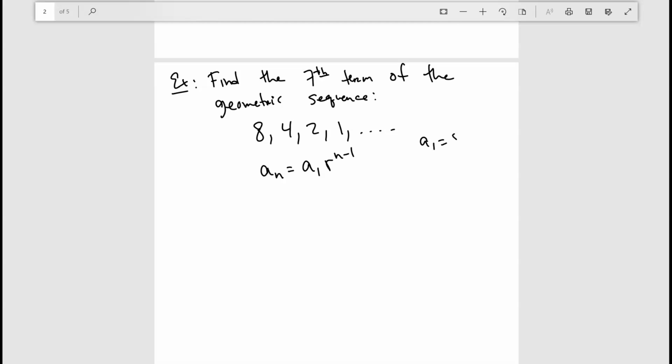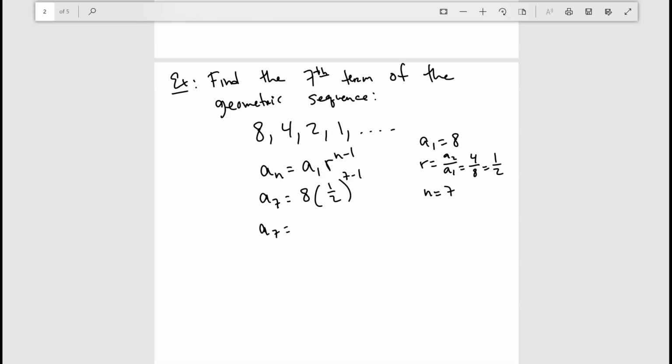a_1 in this case is going to be equal to 8. r is going to be the common ratio. In this case, it's going to be a_2 over a_1, which is going to be 4 over 8. In this case, we know this is going to be 1/2. And n in this case is going to be 7. So a_7 is going to be equal to a_1, which is 8, times r, which is going to be 1/2, to the power of n, which is 7 minus 1.